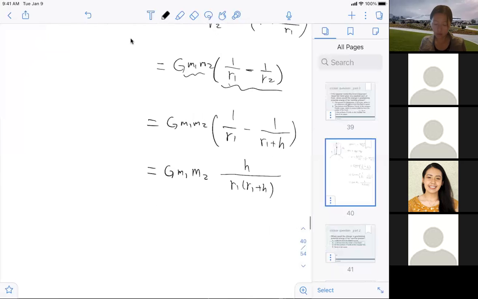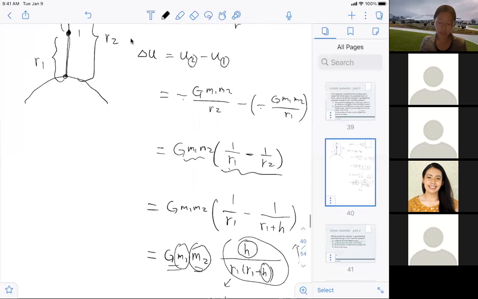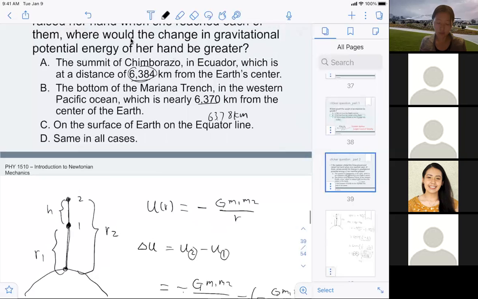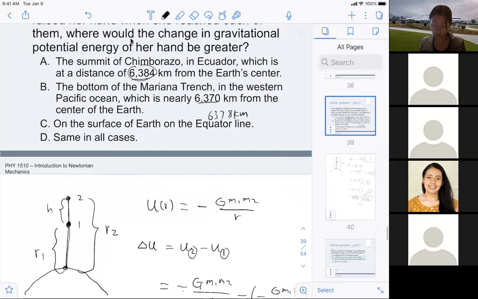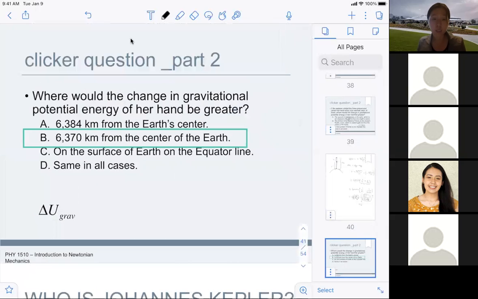Okay, so this is only a function of R1 because everything else is the same: the same explorer, the same Earth. You raise your hand by the same amount. So if R1 is smaller, then overall this is bigger. Again, if we're looking at the smallest R1, you're going to have the biggest change in your potential energy. So the answer is B.